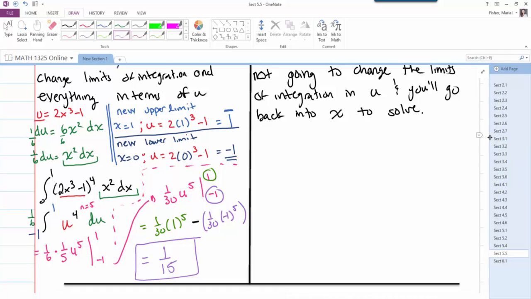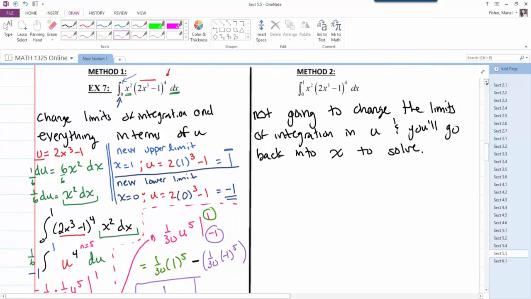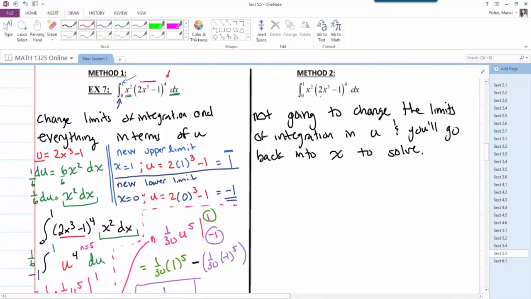So we're going to do the same problem, because the next one is the same problem, but we're just going to use the other method. The first one changes everything in terms of u. Our other method won't change the limits of integration. We'll go back into x to solve this problem. So the first thing we want to do is, just like the last one, identify what u should be. Well, again, u is going to be our 2x cubed minus 1. If u is equal to 2x cubed minus 1, our derivative du was equal to 6x squared dx. Remember, we don't have a 6x squared dx, so we divide both sides by 6, and we get 1/6 du is equal to x squared dx.